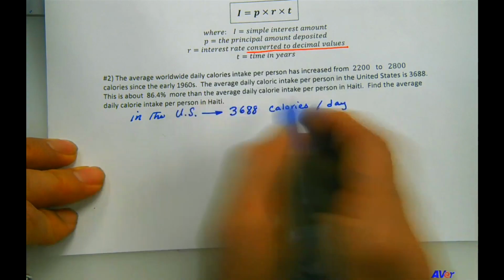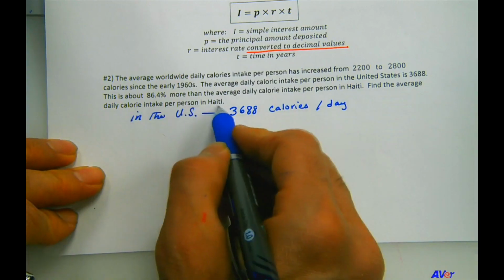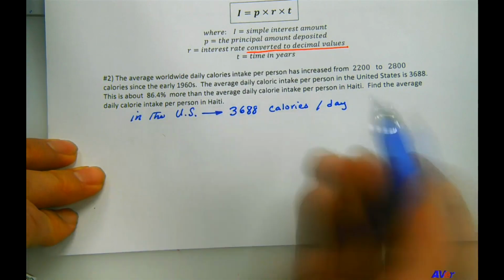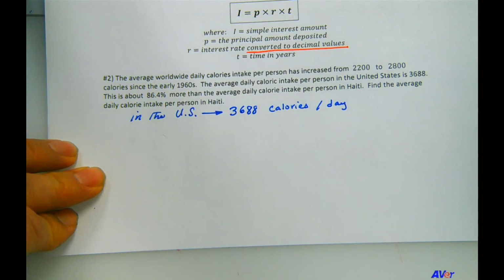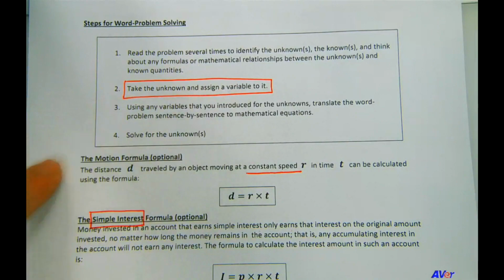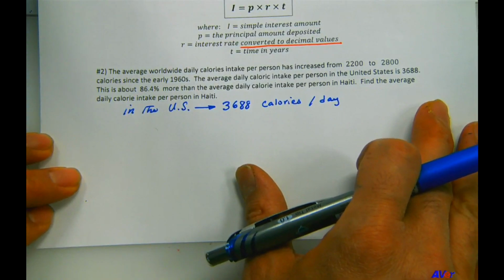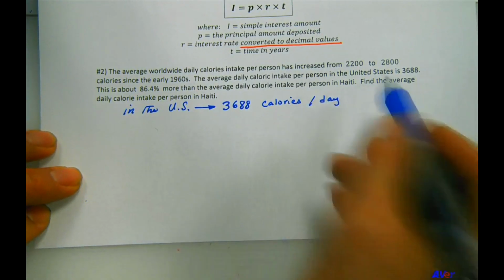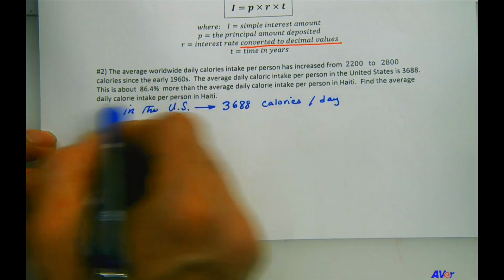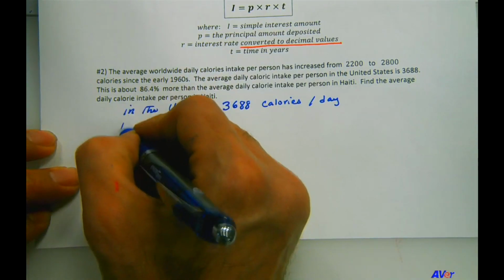So let's assign, and then they say find the average daily calorie intake per person in Haiti. So we need to introduce a variable. Remember when I box that, take the unknown and assign a variable to it? Very important step. If we don't assign a variable at this point, we cannot solve this problem. So the unknown is find the average daily calorie intake per person in Haiti. So let's assign a variable to it.